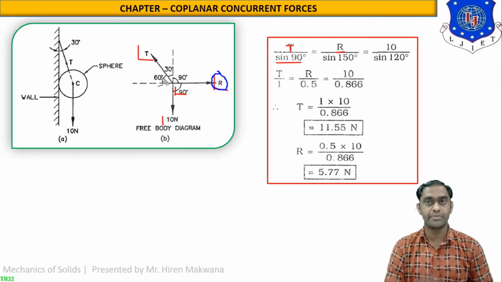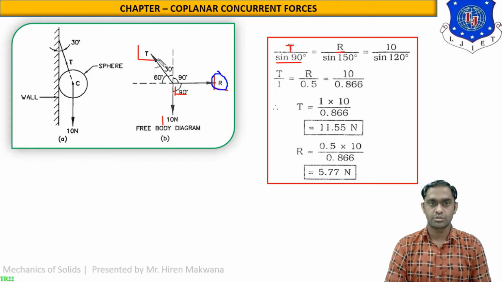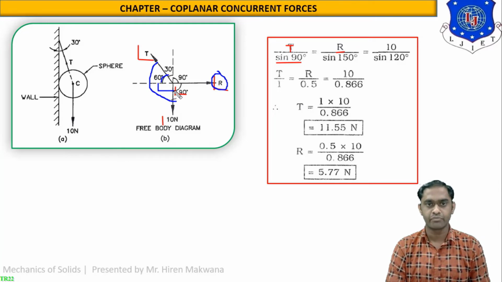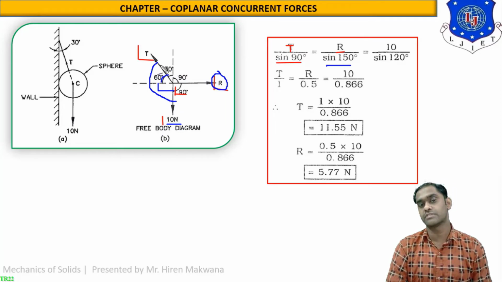Then the opposite angle means the angle in between the other two forces. So the other two forces are T and 10. So this is the total angle, which will be 60 plus 90, so total will be 150. So sine 150 is there. And the last force is 10 Newton. Then the opposite angle means the angle between the other two forces will be 30 plus 90, which is 120. So 10 upon sine 120.